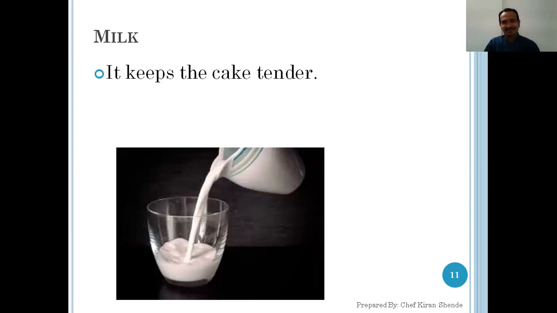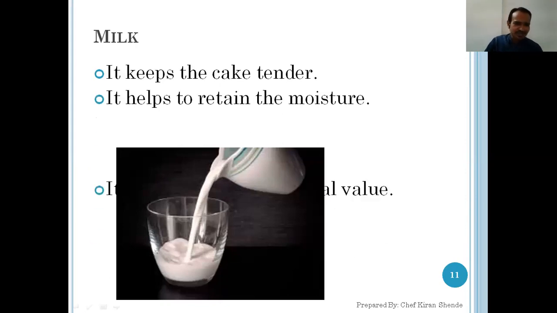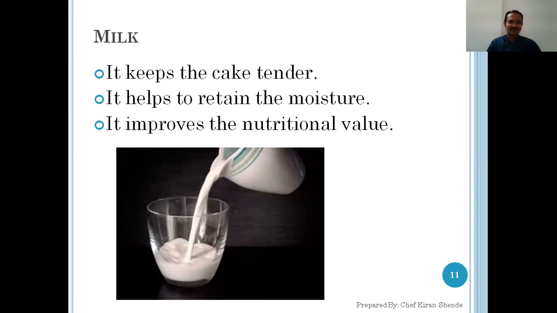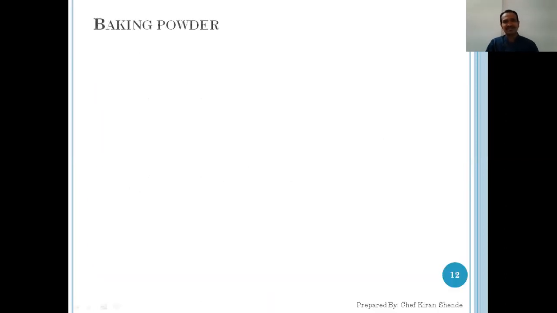The next one is milk. It keeps the cake tender. It helps in retaining the moisture, and it also adds to the nutritive value of the cake, because milk itself has a lot of nutrition present inside.